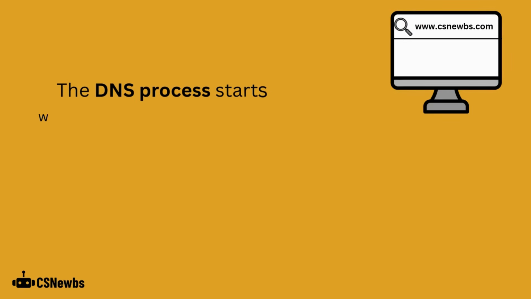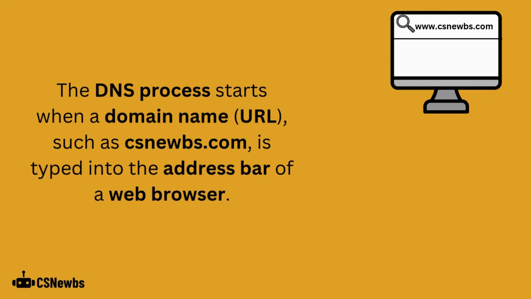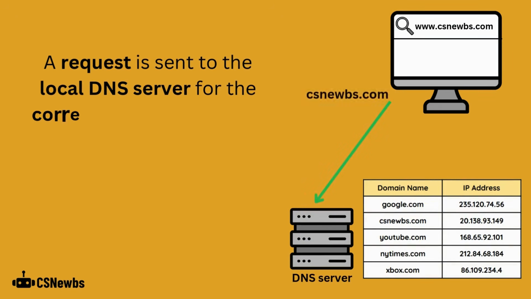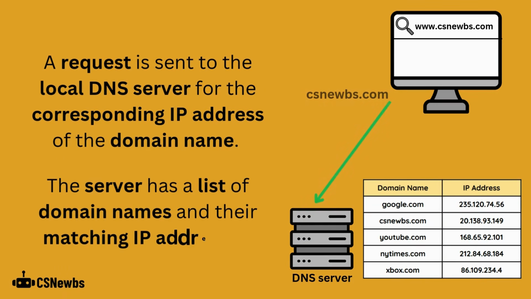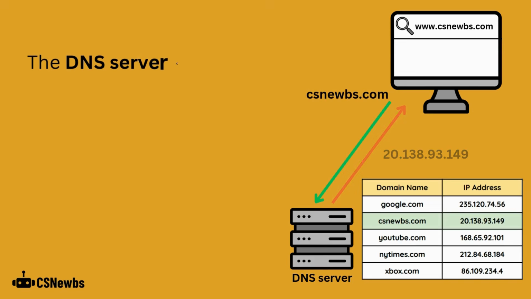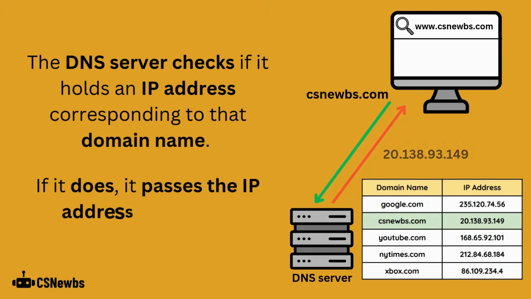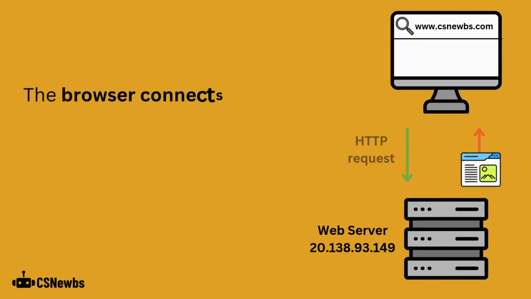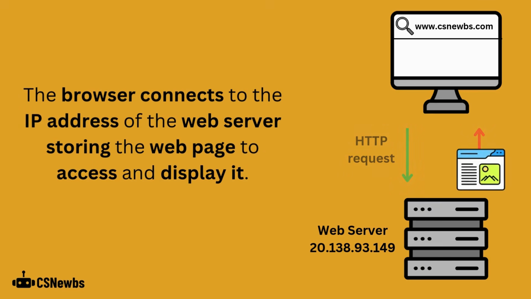The DNS process starts when a domain name, or URL, such as csnoobs.com, is typed into the address bar of a web browser. A request is sent to the local DNS server for the corresponding IP address of a domain name. The server has a list of domain names and their matching IP addresses. The DNS server checks if it holds an IP address corresponding to that domain name. If it does, it passes the IP address to the web browser. The browser connects to the IP address of the web server storing the web page to access and display it.